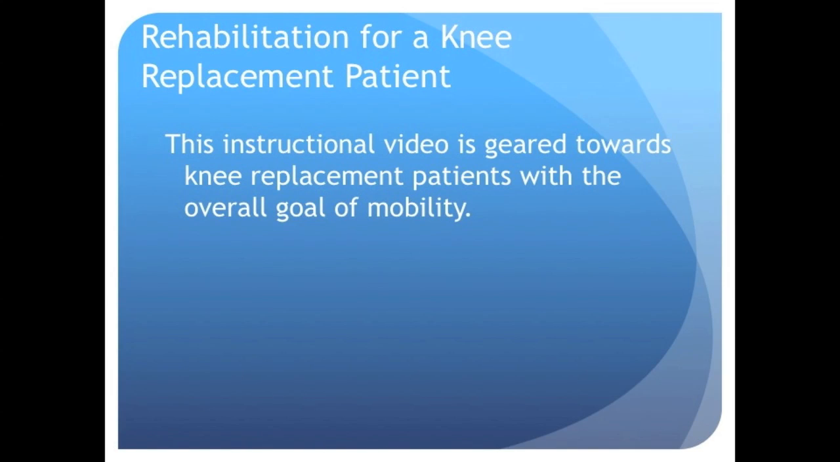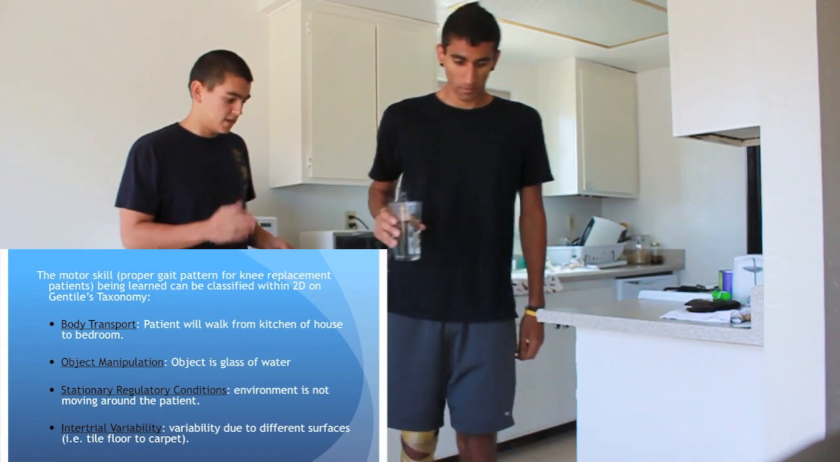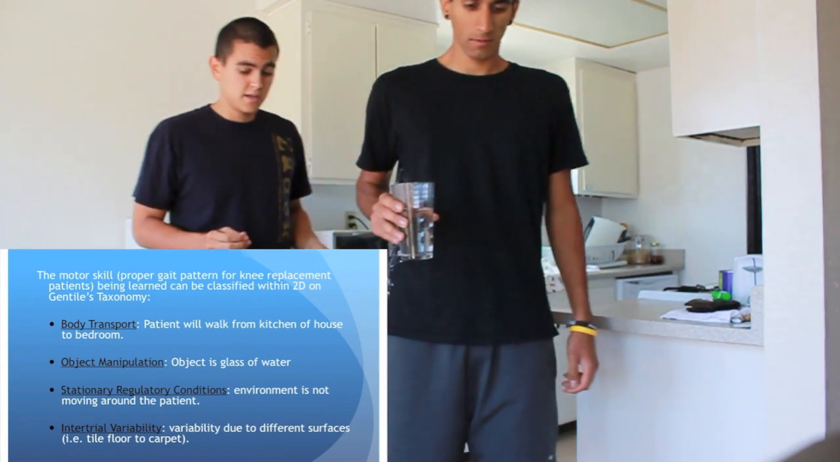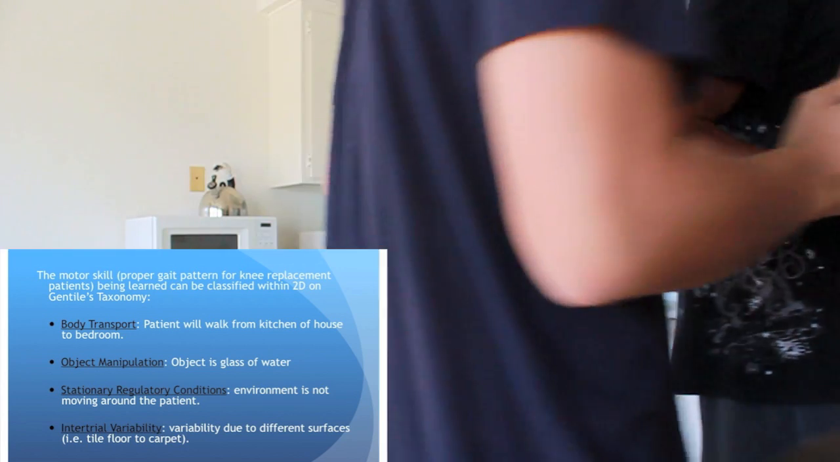So today we're going to be focusing on the motor skill of gait, and Brandon's task here is to get from the kitchen into the bedroom. And you're going to notice a couple things here. Go ahead and walk Brandon. You're going to notice that he has an object in his hand, which is creating an object manipulation. So he's having to focus some of his attention.